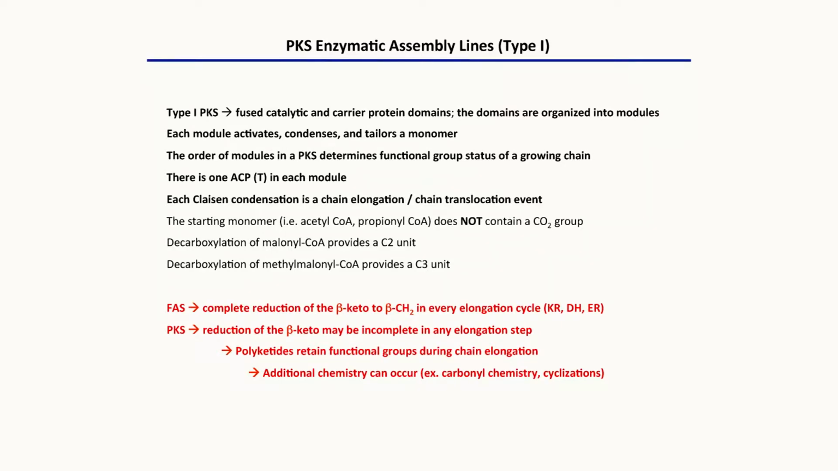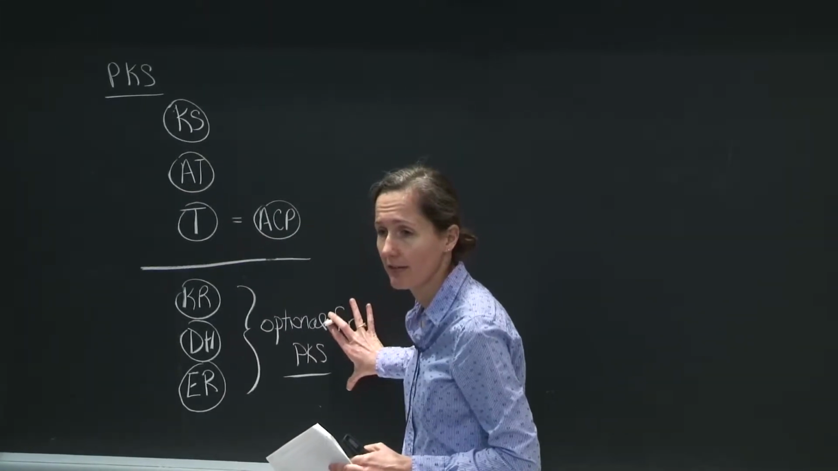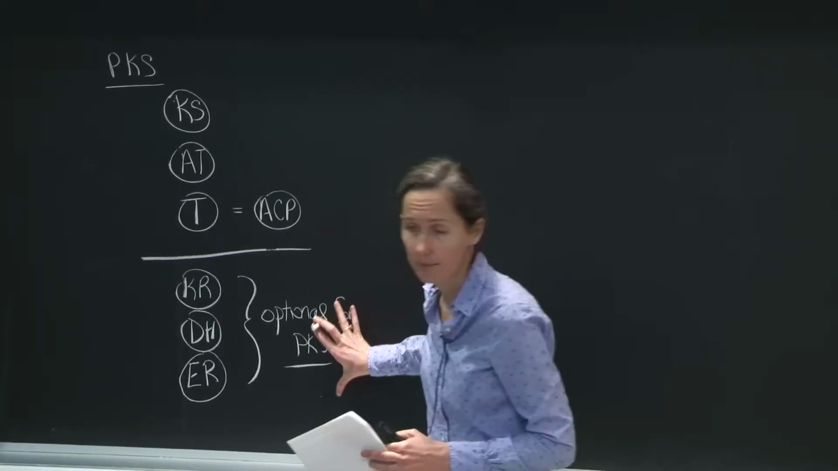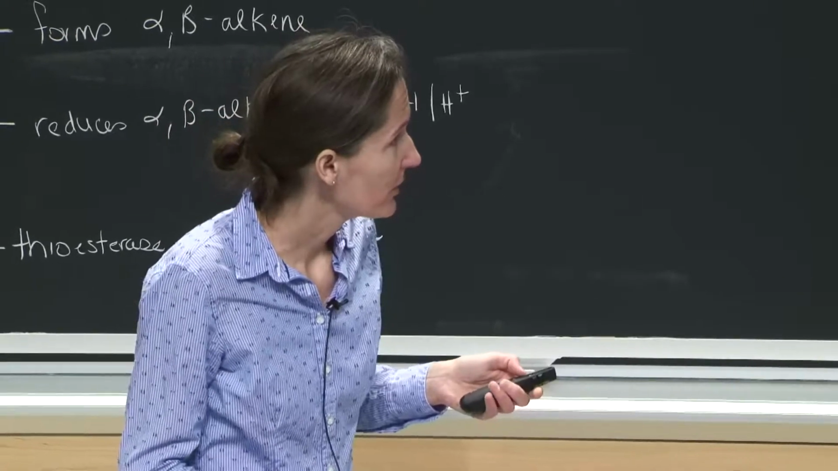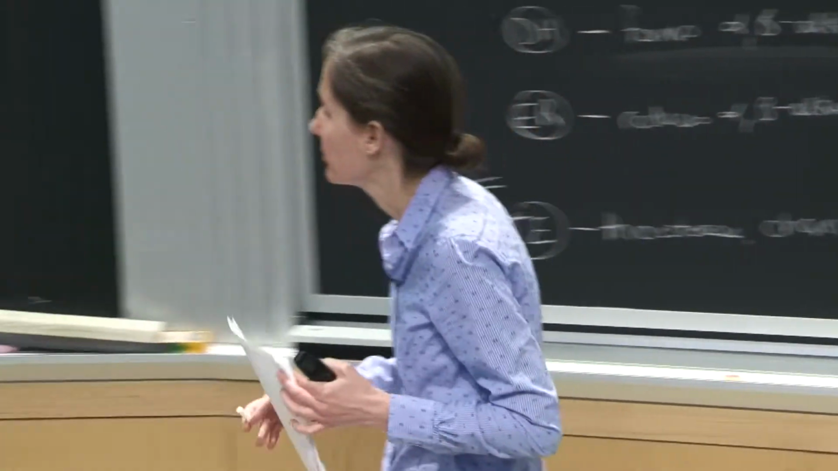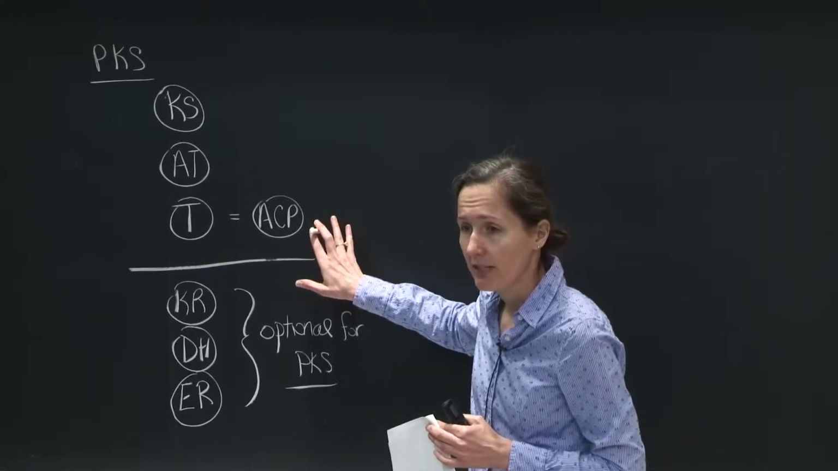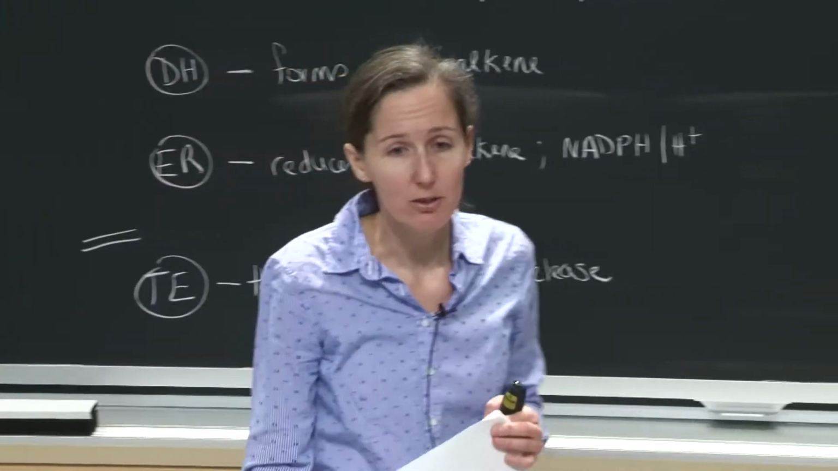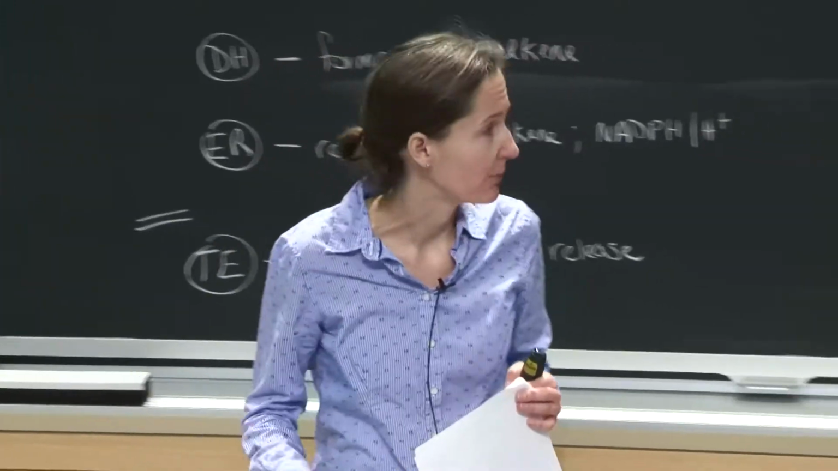And the order of the modules in the polyketide synthase determines the functional group status, and that functional group status is determined by whether or not these optional domains are there. Okay? How do we look for modules? The easiest way is to look for one of these thiolation or ACP domains. So each module has one of these. So you can count your number of T domains, and then you know, okay, there's 7 T domains, so there's 7 monomers, for instance.